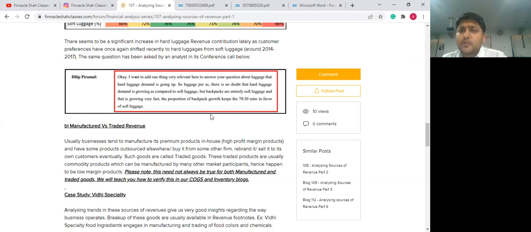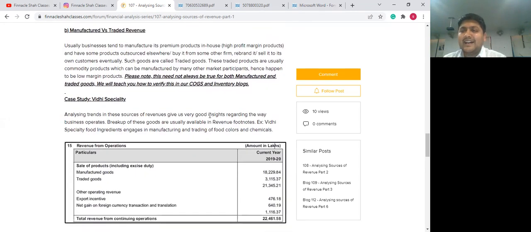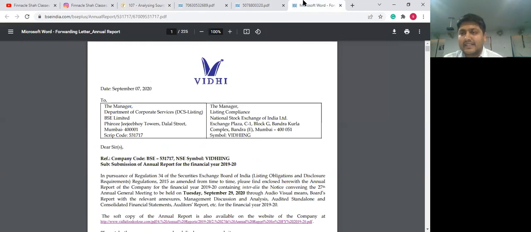Anyways, now moving to a new example, Vidhi Specialty. Vidhi Specialty is basically a company which manufactures colors. They are used in printers as well as food colors and likewise. Now, they are not just engaging in manufacturing colors, but they also engage in trading these products. Let's take a look. For that, the first stop should be taking a look at the footnote of the income statement.